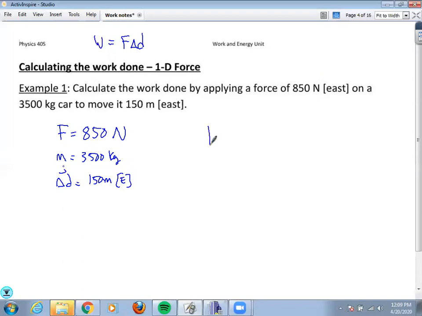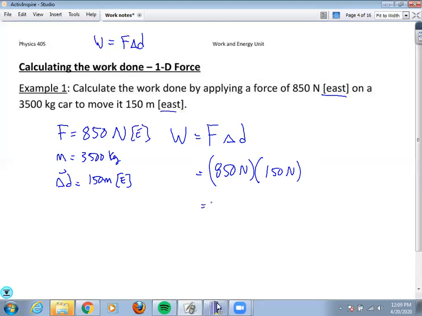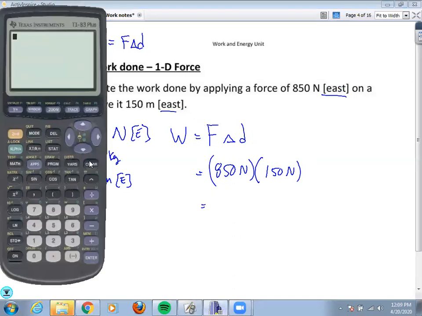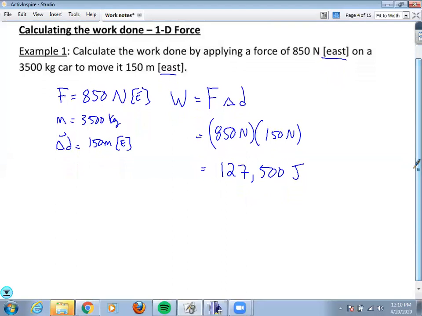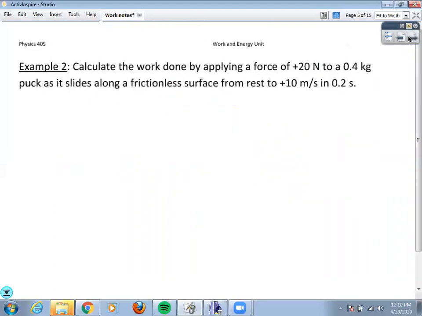So the simplest definition of work is work equals F delta D. We know both, so it's a matter of multiplying. So 850 newtons times 150 meters. They're both in the same direction. Okay, so that was east. And so multiply 850 times 150. And we get 127,500 joules. And that would be our answer. Okay. Simplest example, but that's how we work with work.